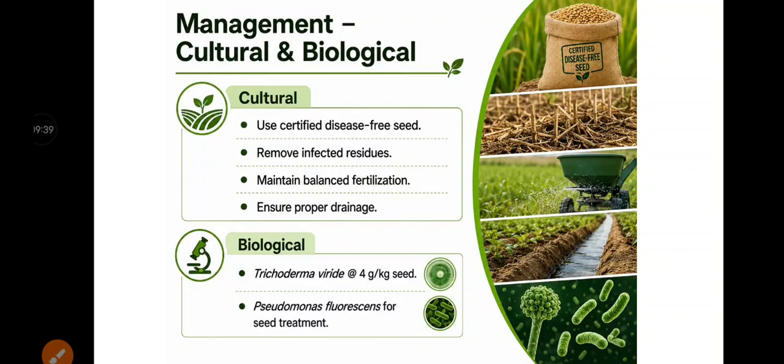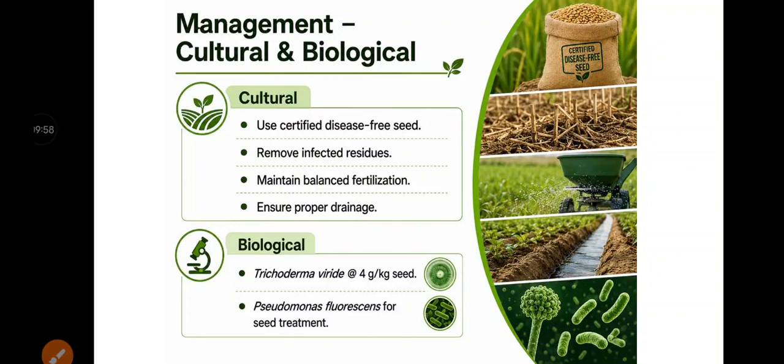Next, the management, the most important thing. In management, 4 major sections you have to remember: cultural, biological, chemical, and a few resistant varieties you can remember. Most common resistant varieties for blast and brown spot you can remember.